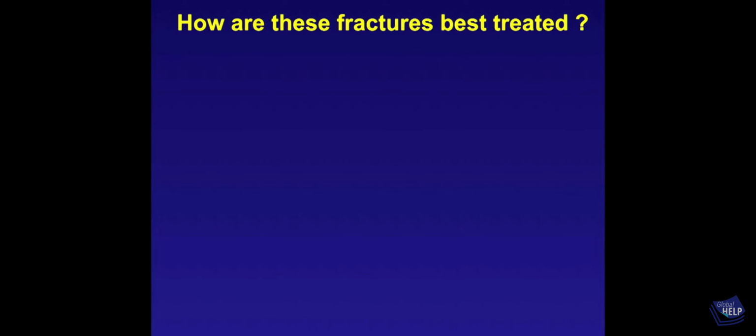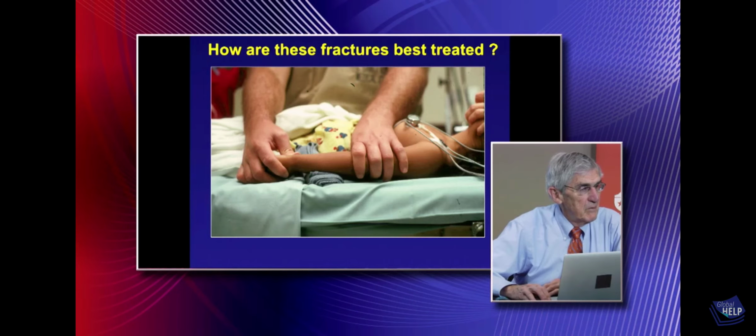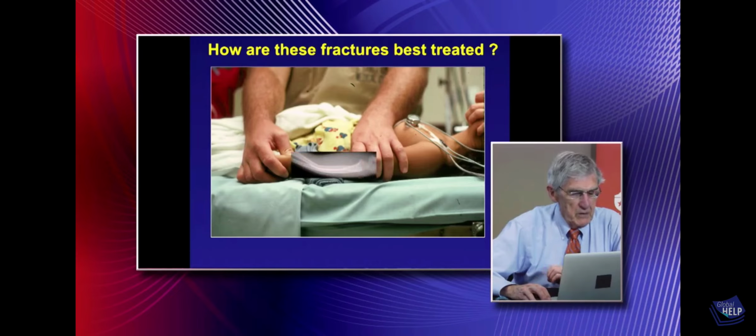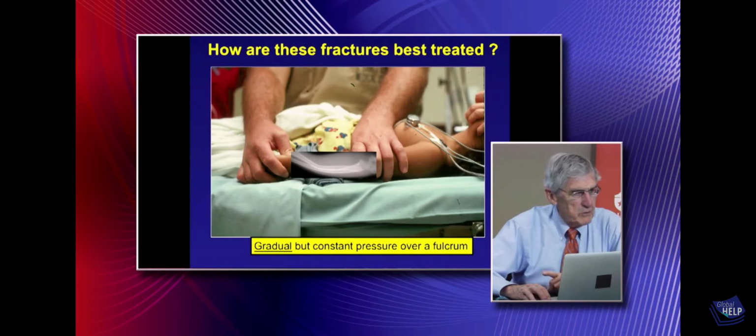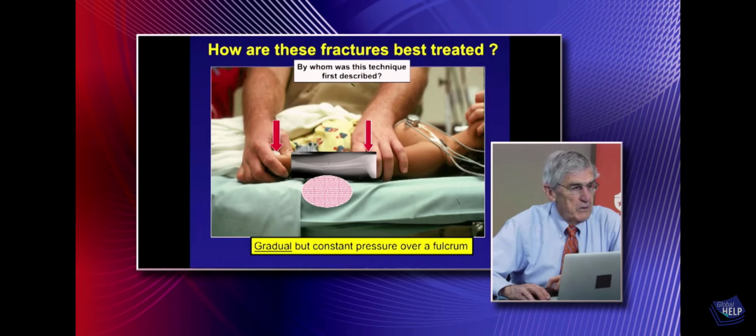So, how are these fractures best treated? This patient had osteo. How is it best treated? Closed reduction. But how do you do that? You have to do it gradually. What you have to do is put gradual, constant pressure over a fulcrum. And you can see how that, when you do that, gradually you'll realign all the osteons inside and you'll get some realignment. So, this was described about 30 years ago. Who did that?